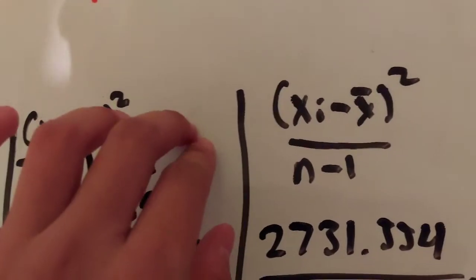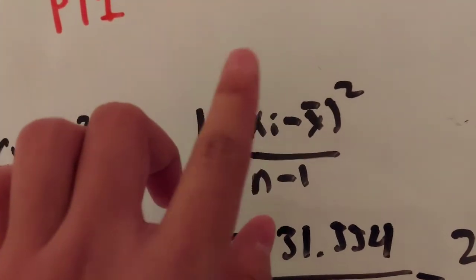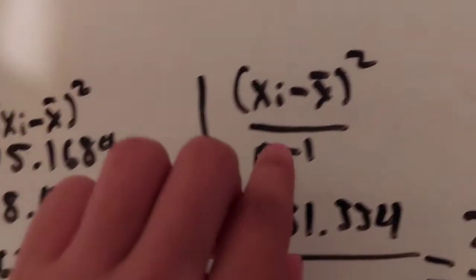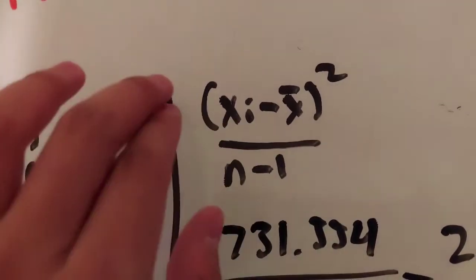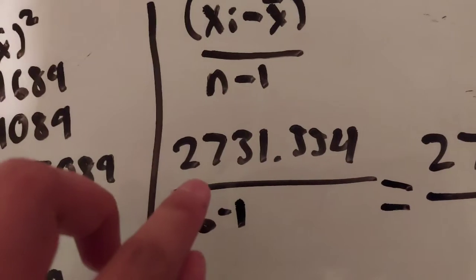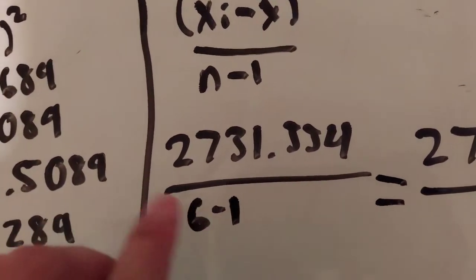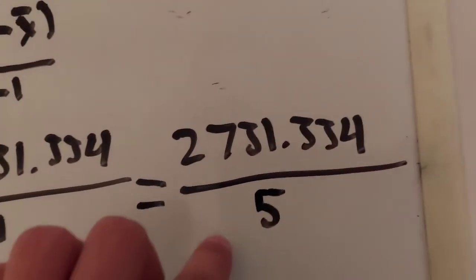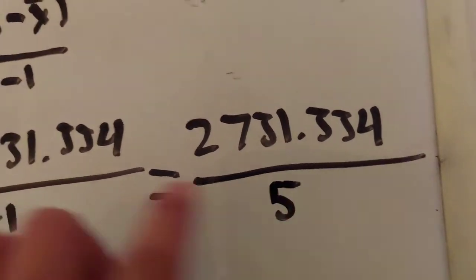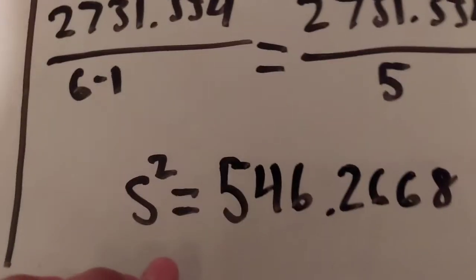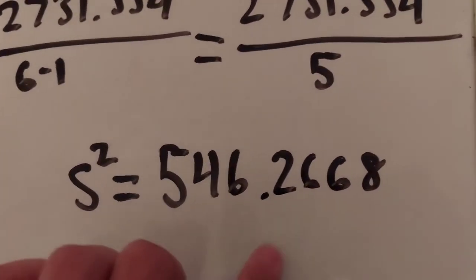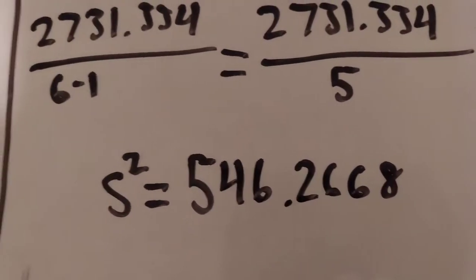Alright, now with that done, we're going to take our xi minus the sample mean squared, all summed up, divided by the sample size minus 1, as shown here. When I add all these numbers up, it's going to give me 2731.334 divided by the sample size 6 minus 1, so that's 2731.334 divided by 5. And with that, it's going to give us S squared, or the sample standard deviation squared, equals 546.2668. But we aren't done yet.